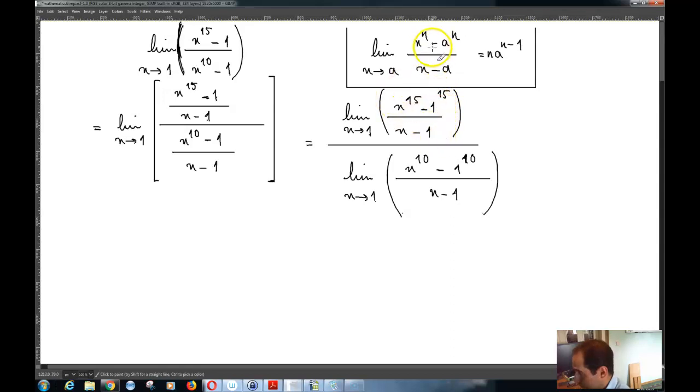And so now you can use the theorem in the numerator and also in the denominator, and write this as n times 15 times a, which is 1, raised to the power n minus 1, that is, 14. And over here I can write 10 times 1 raised to the power 9, for example, 10 minus 1. So this is equal to 1 and this is equal to 1. Then divide by 5, you will get 3, divide by 5, you will get 2, so this is equal to 3 halves.